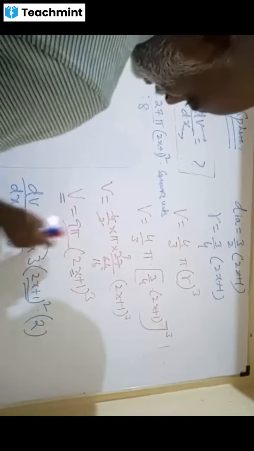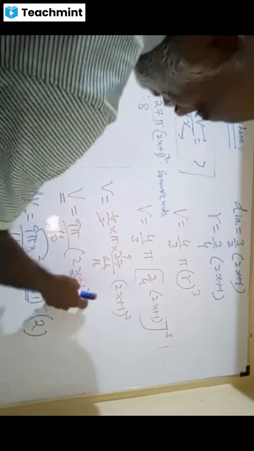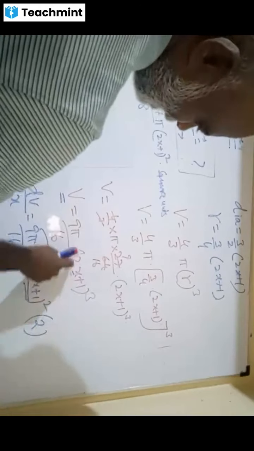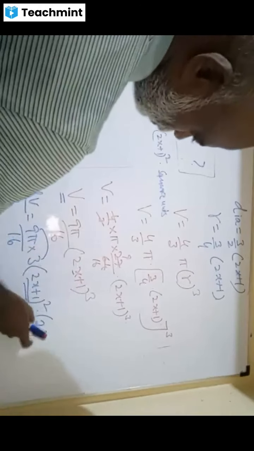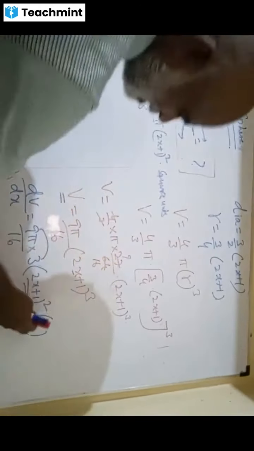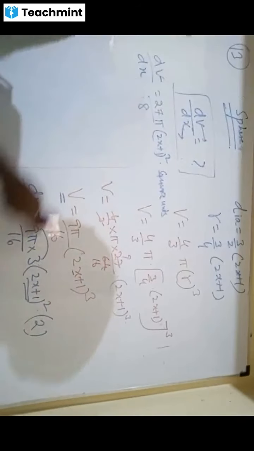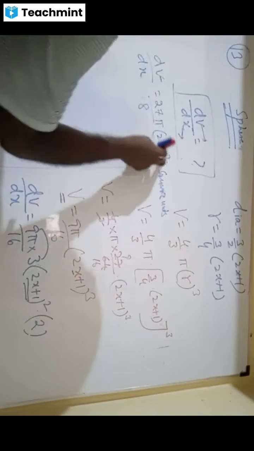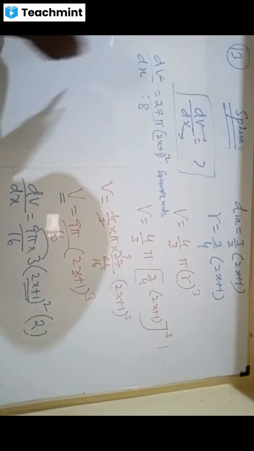Differentiate it. Constant, right, as it is. X cube differentiation is 3x square, but it's not x. Derivative of 2x plus 1 is 2. So you get 2 8s are 16 here, 9 pi by 8, but 3 9s are 27 pi by 8. That's all here. This is your final answer.